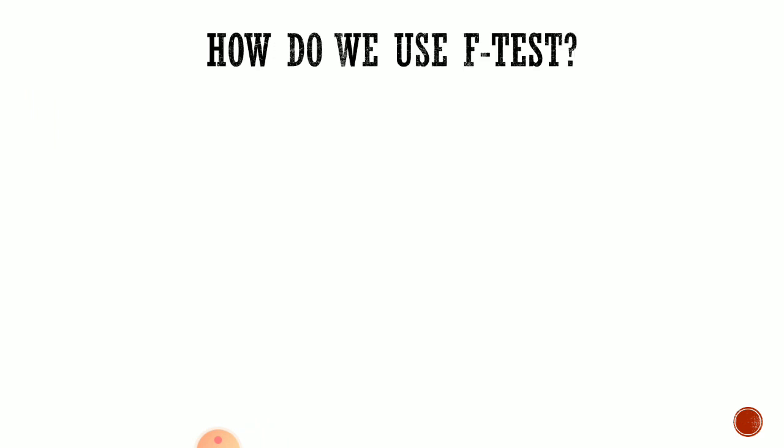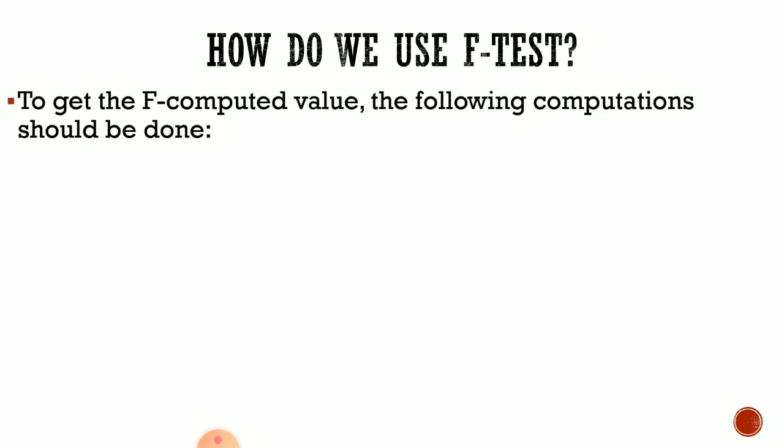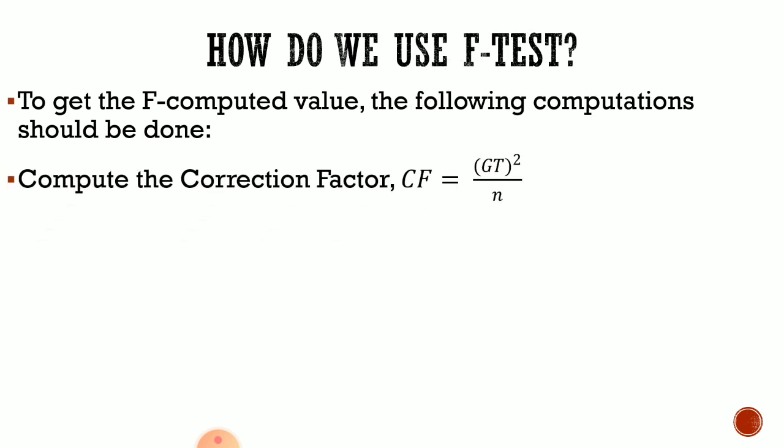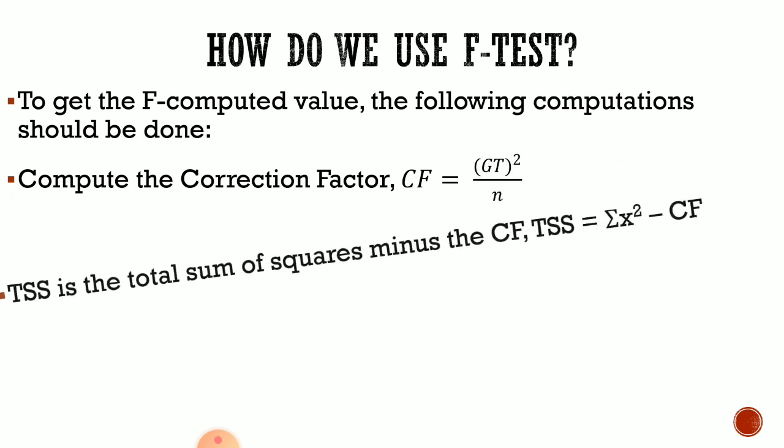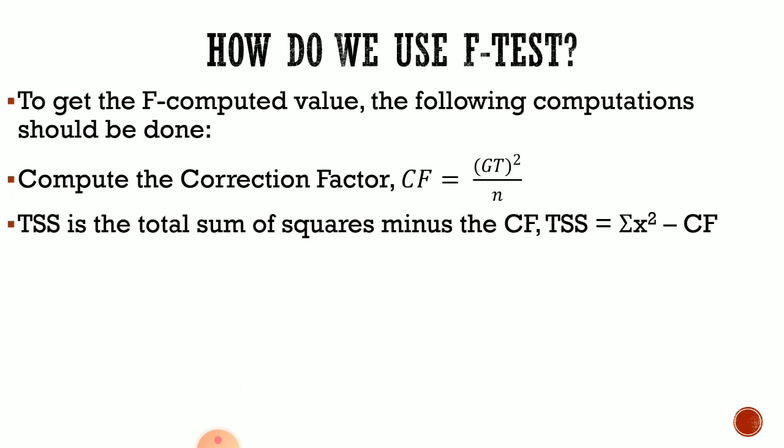How do we use the F-test? To get the F computed value, the following computations should be done. First is to compute the correction factor. That is, CF is equal to GT, the grand total, squared, divided by N. Next is the TSS, or the total sum of squares. TSS is equal to the summation of x squared minus CF.